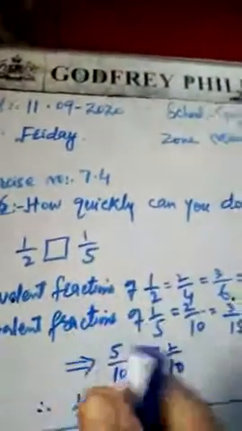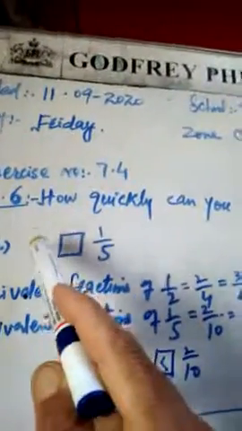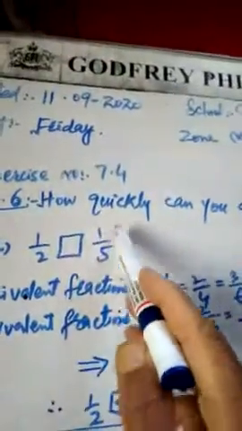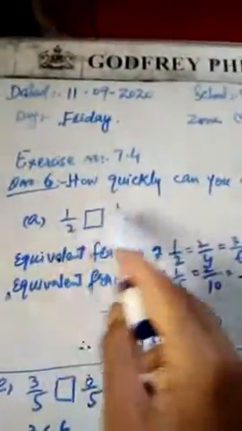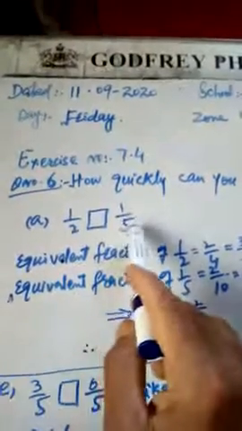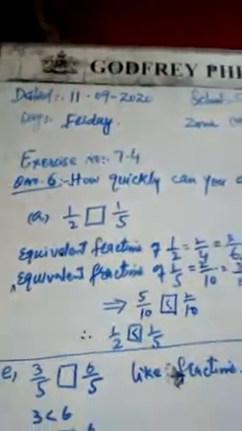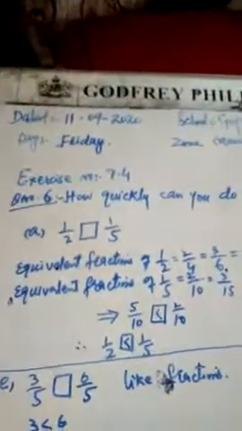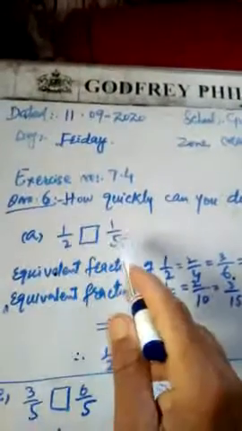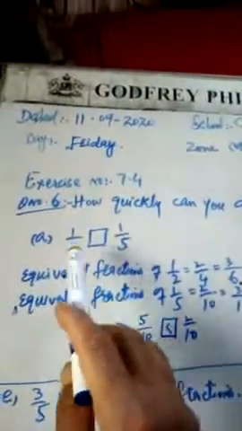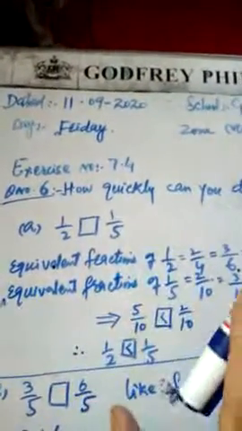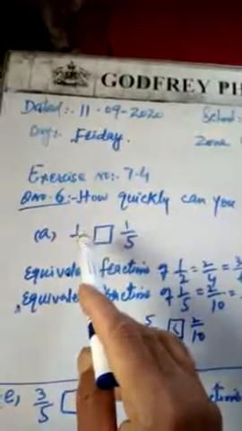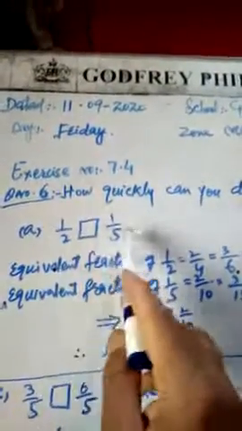Part A says 1 by 2 and 1 by 5. We have to compare them and say whether the first fraction is smaller, greater or equal to the second fraction. These two fractions are unlike fractions, having different denominators. We can only compare two fractions when they are like fractions, so we first have to change them into like fractions. For that, there are two methods. Either we first find the equivalent fractions of both these fractions.